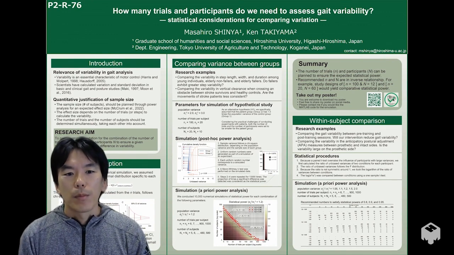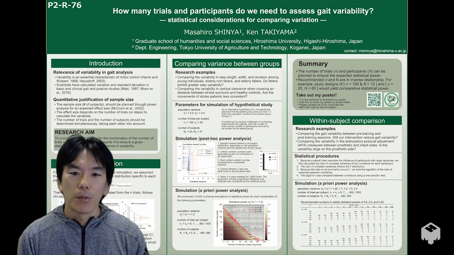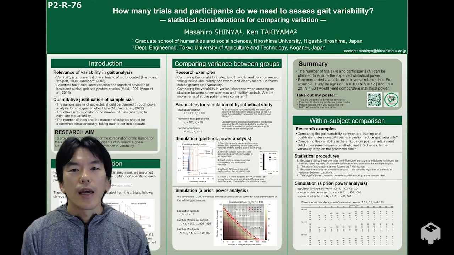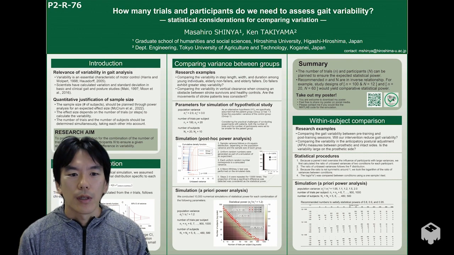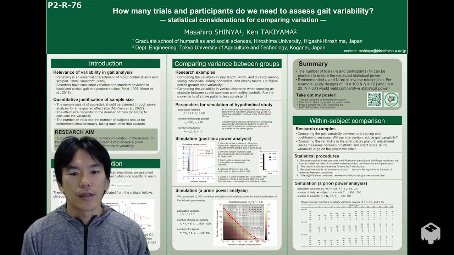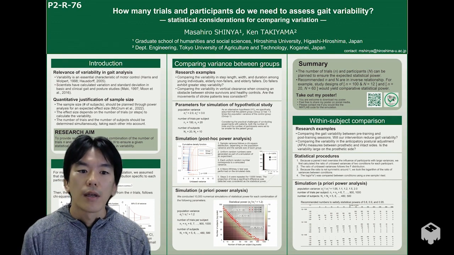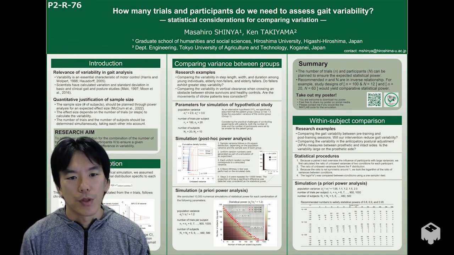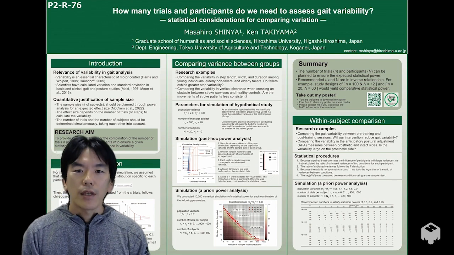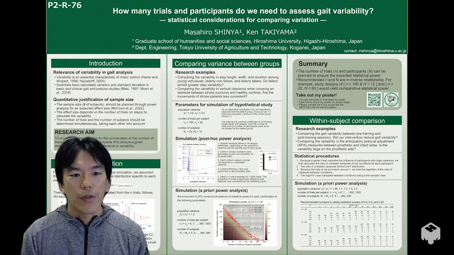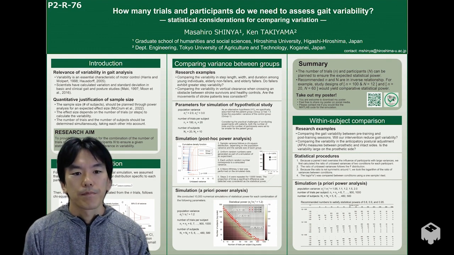Variability is one of the most important features of human motor control. In the field of gait and posture, many researchers analyze the variance or standard deviation of parameters such as step length, step width, and step duration. These gait variability measures are useful in both basic and clinical studies.